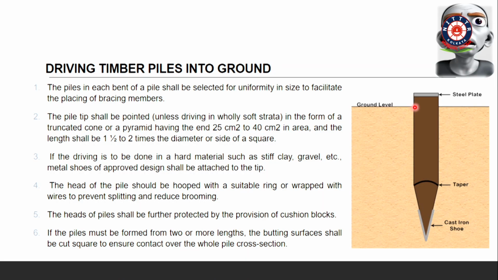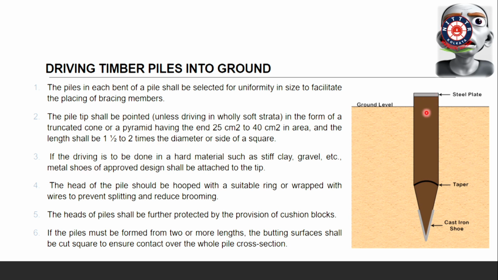The procedure will go like this. Let's understand the procedure from this picture. See, this is your timber pile. You should make a bent. At the tip it should be like this, very needle type. The diameter will be in the range of 25 centimeter to 40 centimeter. The length shall be 1.5 to 2 times the diameter.